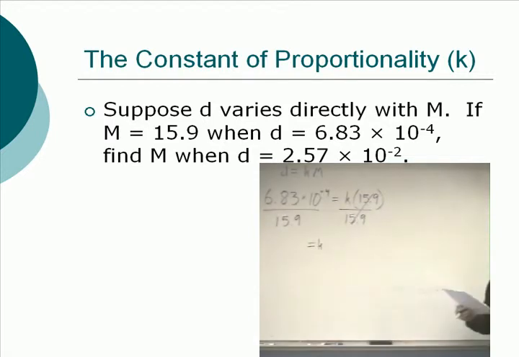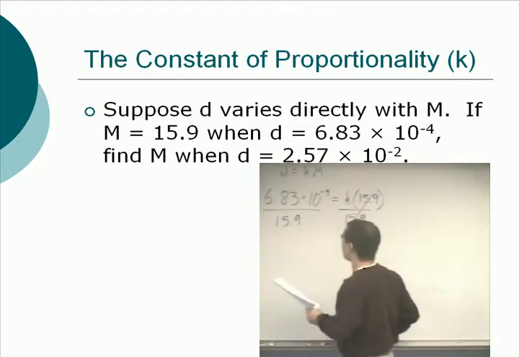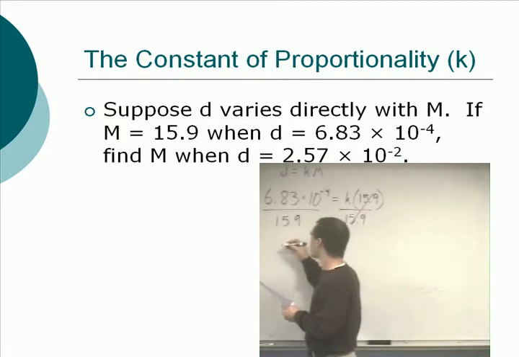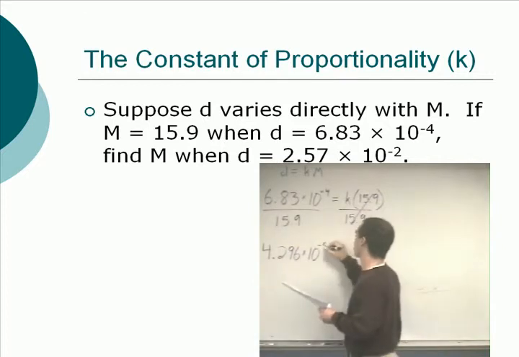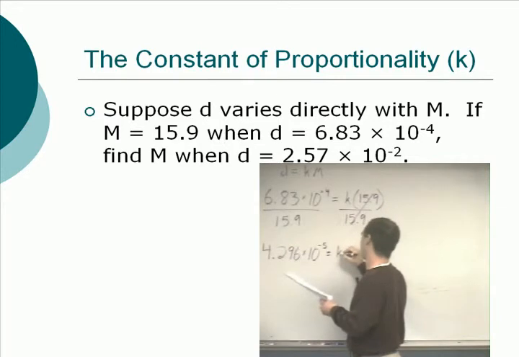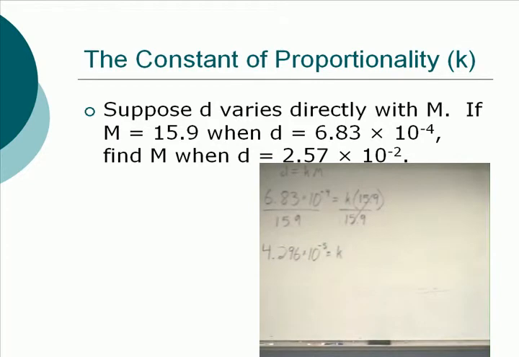And if you do that, K is going to turn out to be around 4.296 times 10 to the negative fifth. We got our constant of proportionality. No units on this one. Okay? Anybody else get the same thing? Verify that that's right? Yeah, okay. So we got our constant of proportionality.